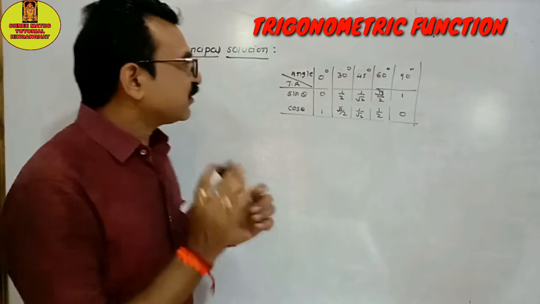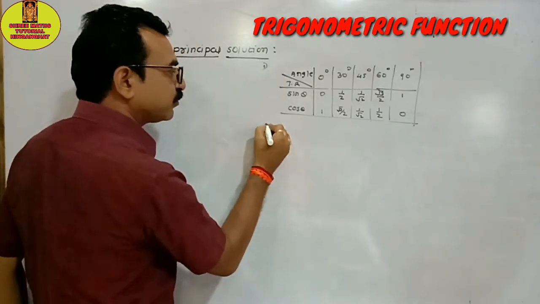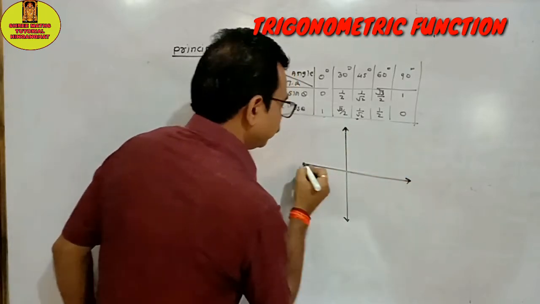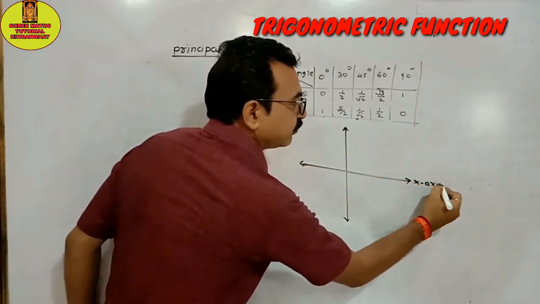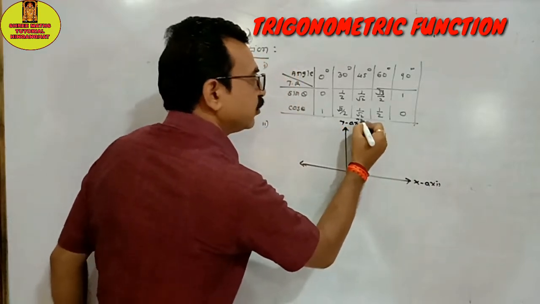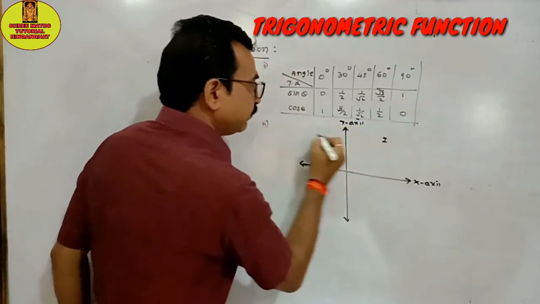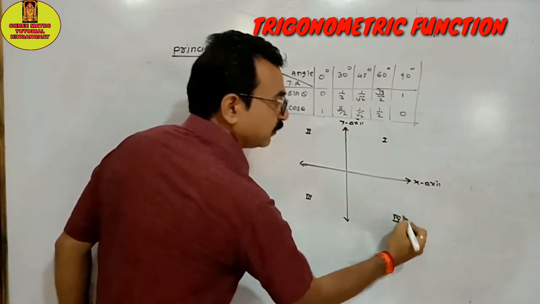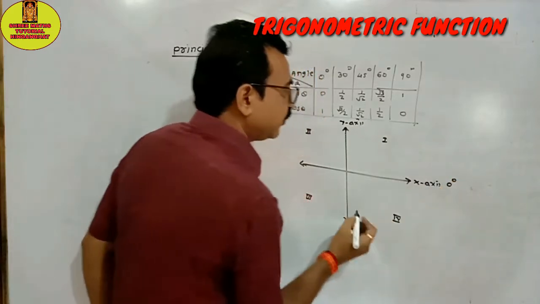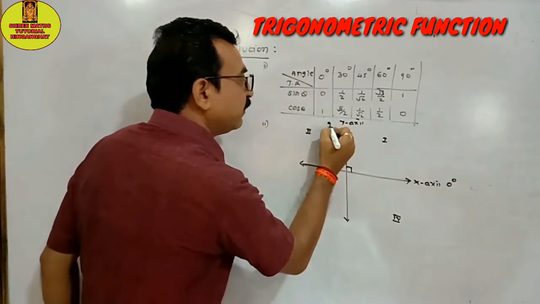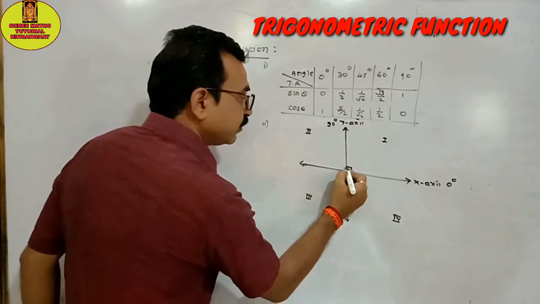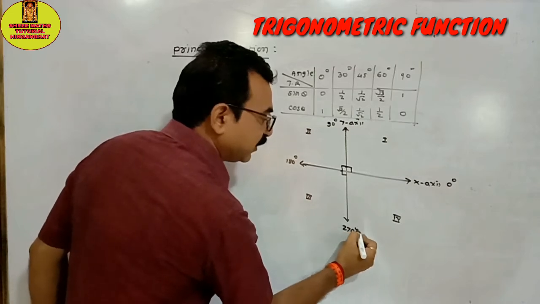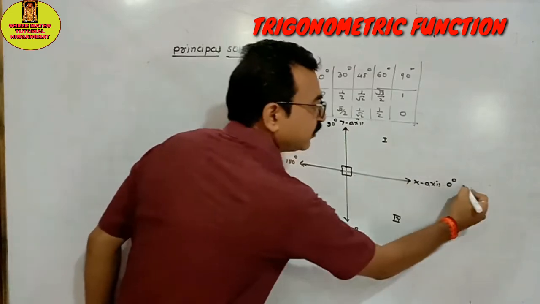Okay. Your second basic thing is to plot the x and y axis. This is x axis and this is y axis. Okay. This is first quadrant, this is second quadrant, this is third quadrant, this is fourth quadrant. This is 0 degree, then it becomes 90. This is 180 degree, 180 plus 90 means 270 degree, and this is 360 degree.